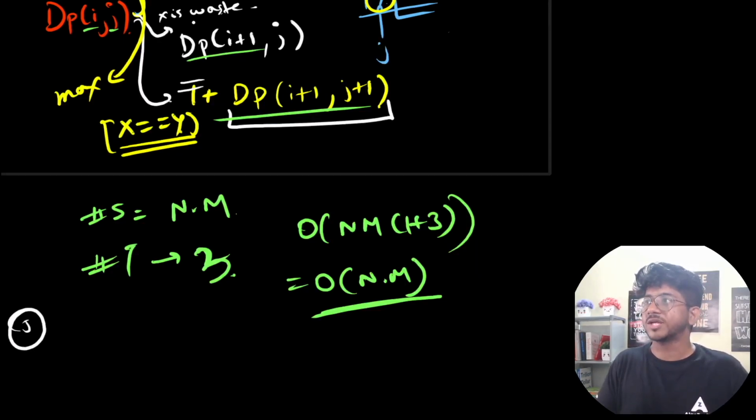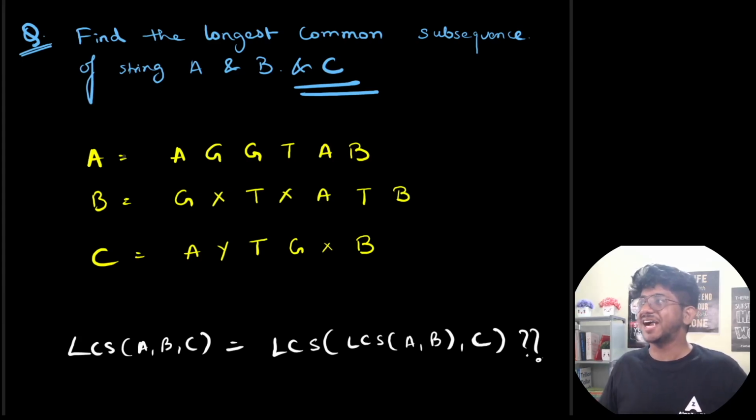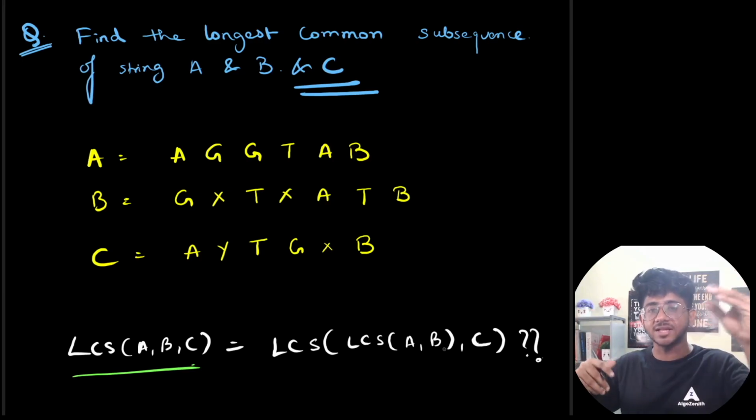Let's quickly do one more exercise, okay? Let me add one more thing. Let's say we are finding the longest common subsequence of 3 strings A, B, C, okay? And we are given 3 strings A, B, C, and we need to find it out. Now, one very obvious thing that you might think about is, what if we do it this way, that LCS of A, B, C is equal to LCS of AB. First you find LCS between 2 strings and then take that LCS with the other string.